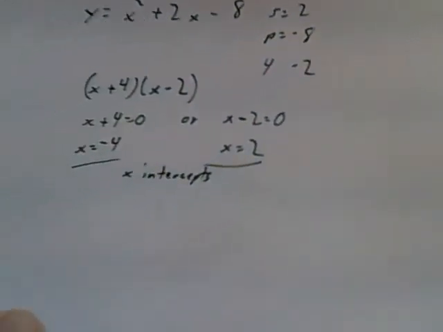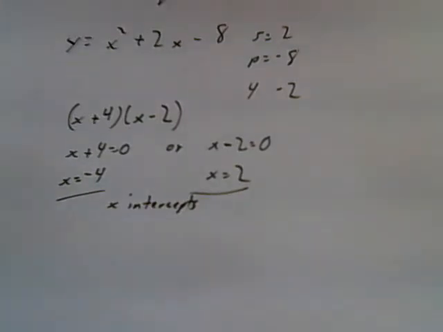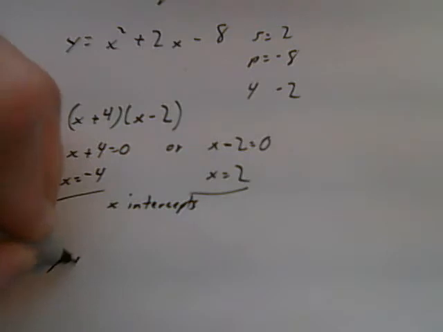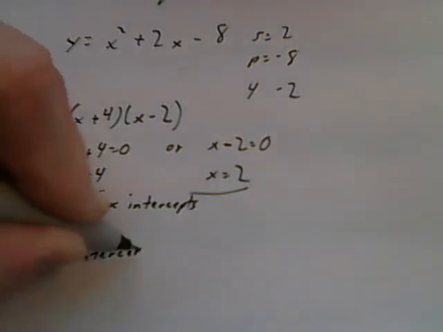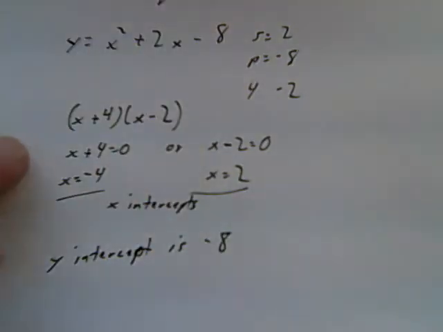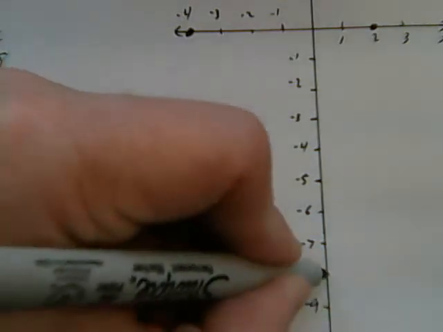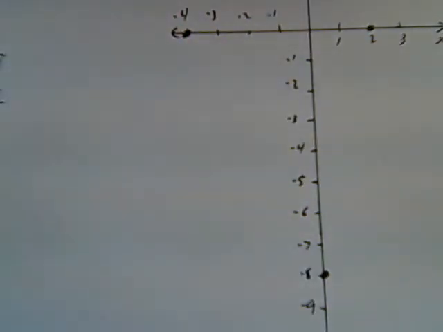Now, my y-intercept. My y-intercept is the place where the graph crosses the y-axis. And as we know, if a function is in standard form, the last term is the y-intercept. So the y-intercept is negative 8. So I'll plot that on my graph. Right on the y-axis, I'm going to plot negative 8. So far, I've got my two x-intercepts and my y-intercept.